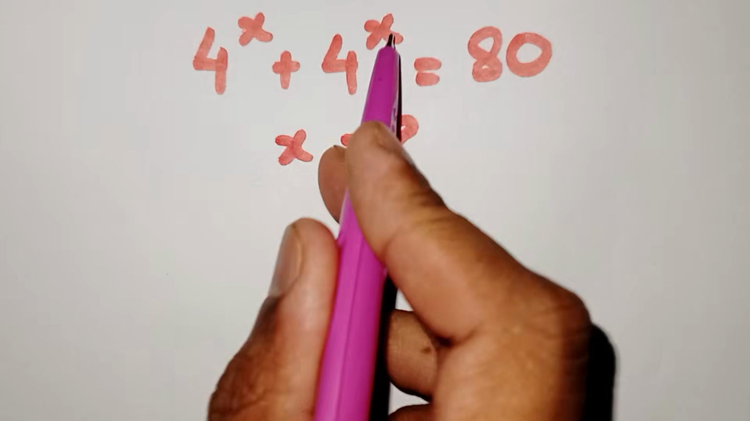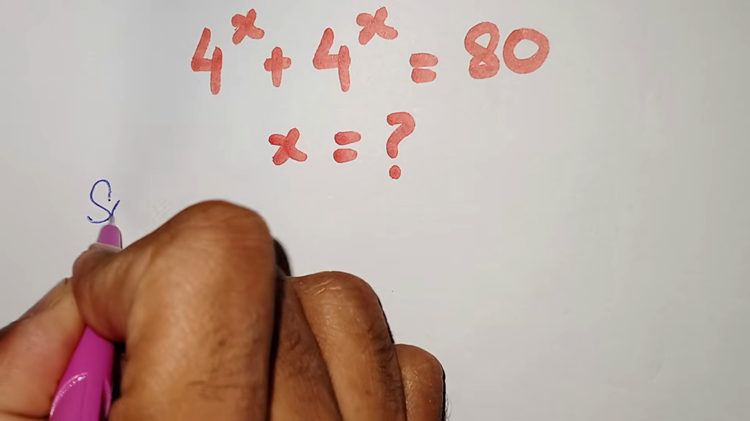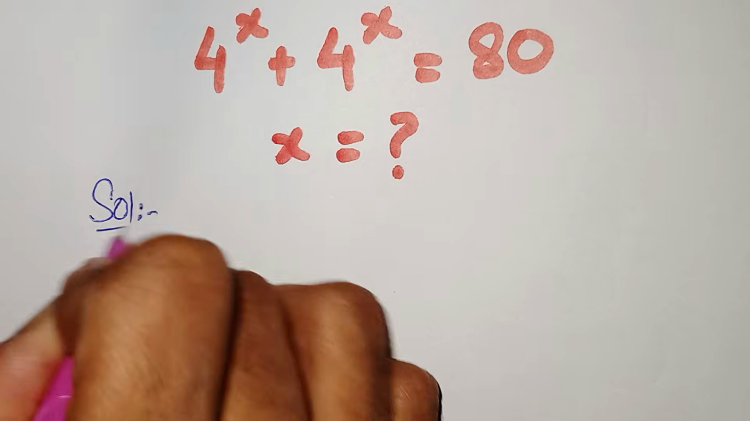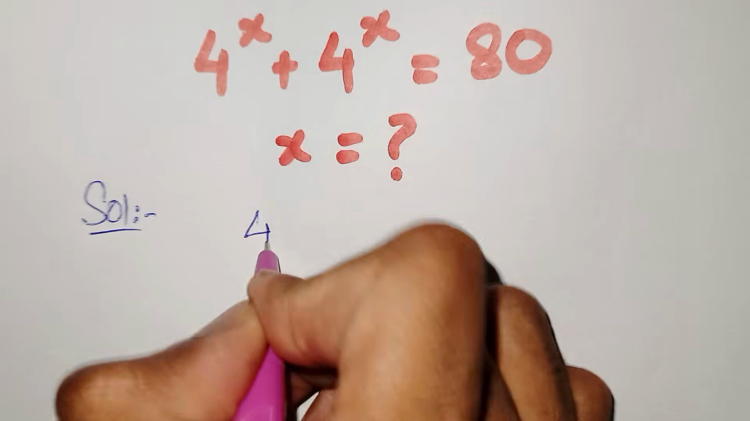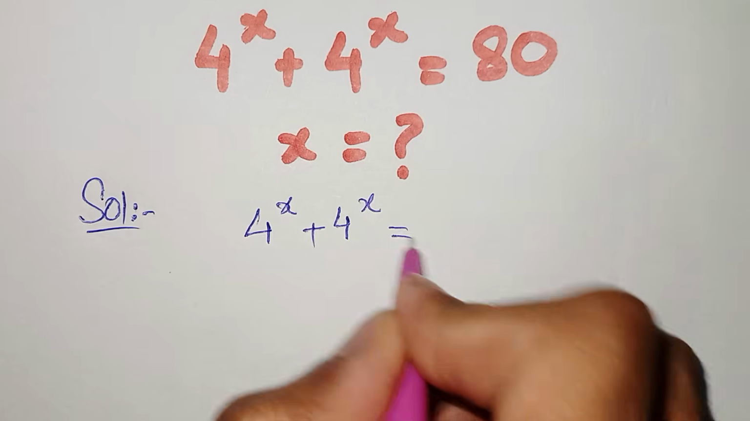4 power x plus 4 power x is equal to 80. Find the value of x. Let's start the solution of this question. We have 4 power x plus 4 power x is equal to 80.